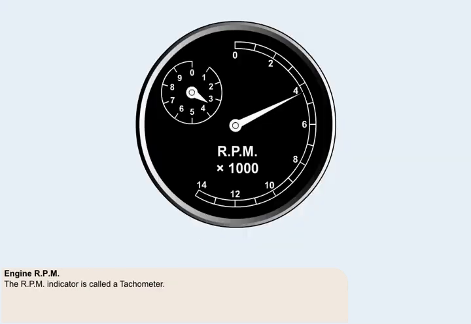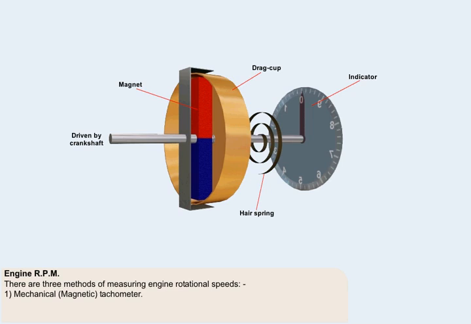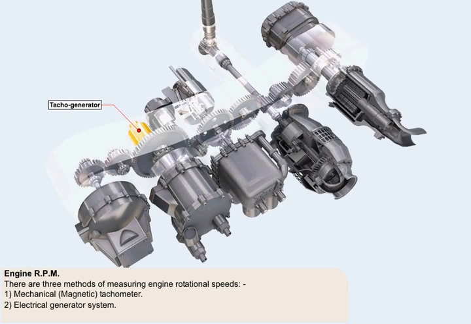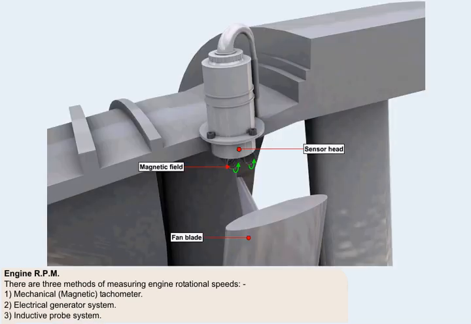The RPM indicator is called a tachometer, tacho for short. There are three methods of measuring engine rotational speeds: the mechanical magnetic tachometer, the electrical generator system, the tacho generator, and the inductive probe system.